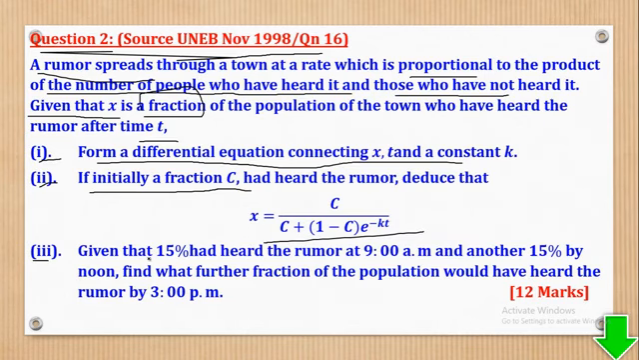And Roman 3, given that 15% had heard the rumor at 9 a.m. and another 15% by noon, find what further fraction of the population would have heard the rumor by 3 p.m.